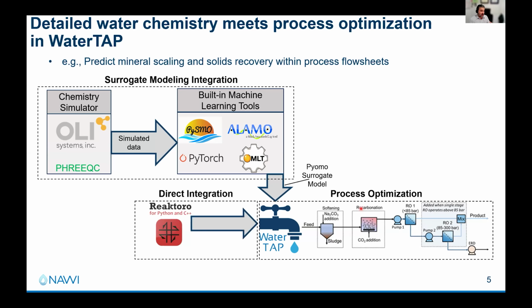Another way is a bit more direct, where we could directly embed water chemistry calculations in our process flow sheet. And so you could choose either approach. What you'll see later today from Elmira is one example of where we apply this with an industry case study, which is pretty interesting.